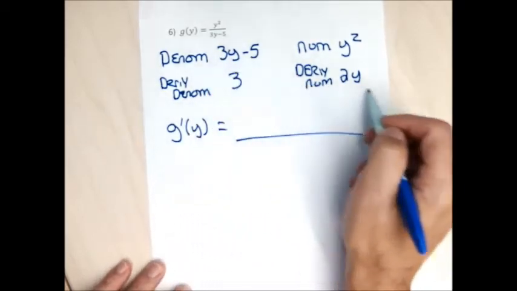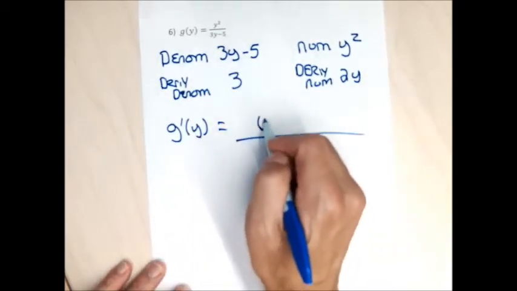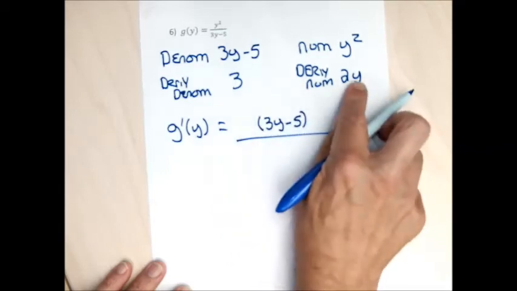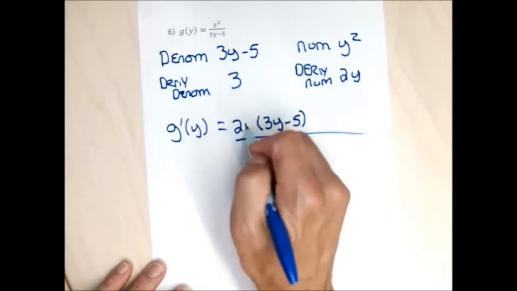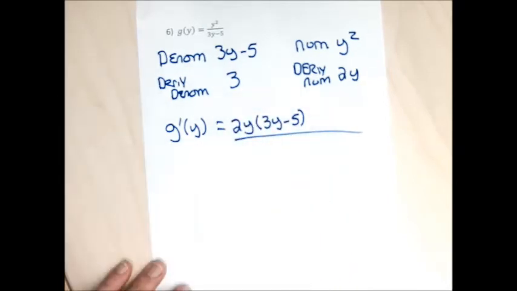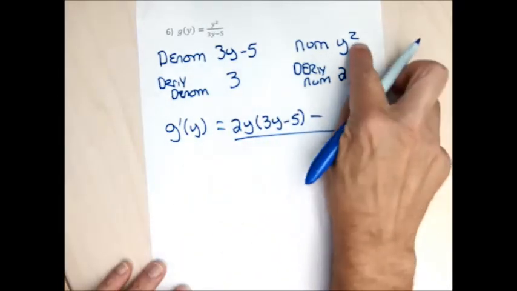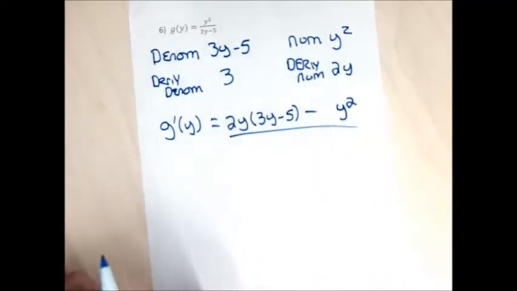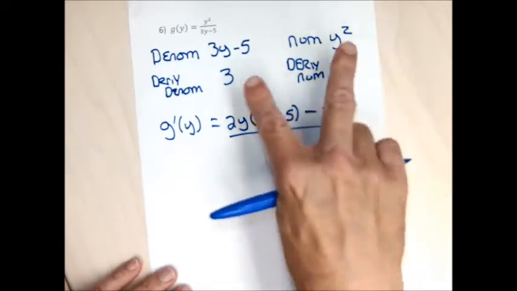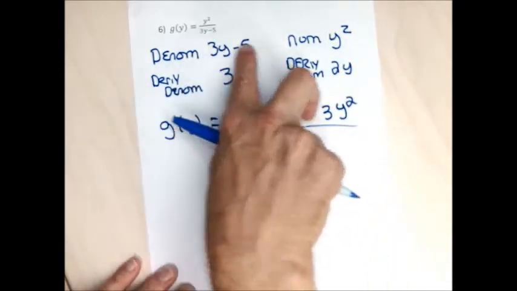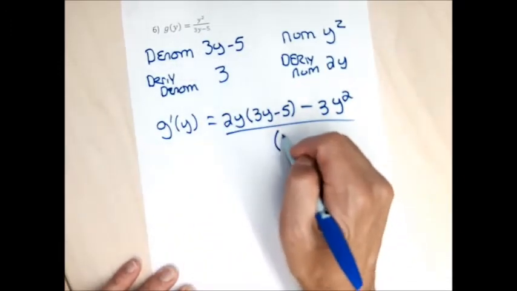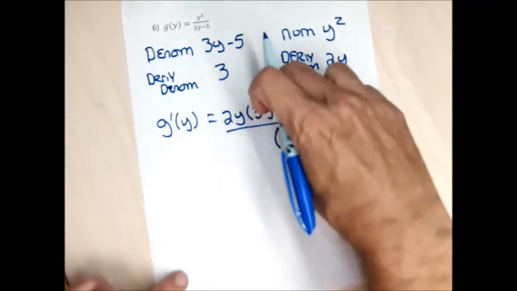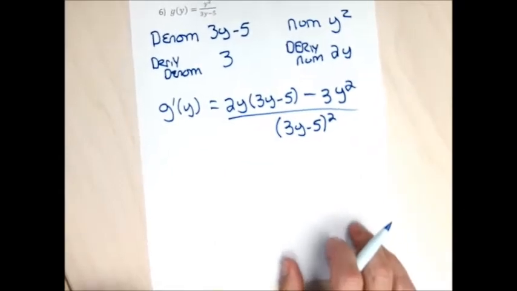Cross multiply that way. I get the denominator 3y minus 5 times the derivative of the numerator, which I'm going to write to the left of the parentheses instead of right, and then minus numerator y squared times the derivative of the denominator 3, and I'm going to write that backwards too. So I cross multiply this way first, that way second, all over the denominator squared. It's illegal to cancel these 3y minus 5s.